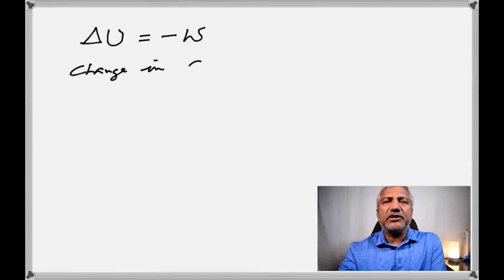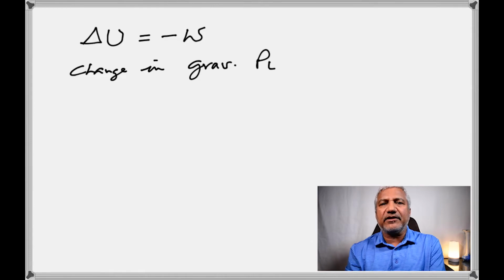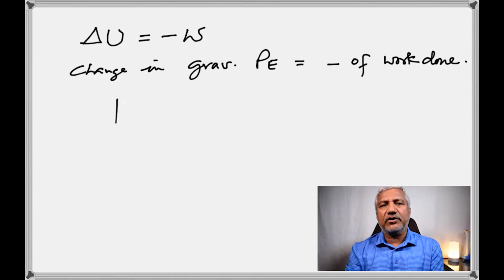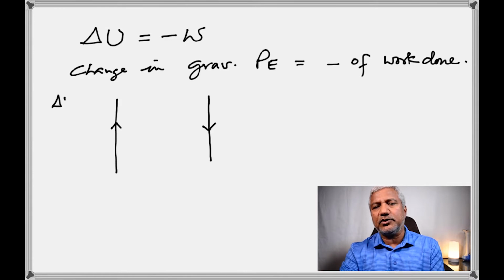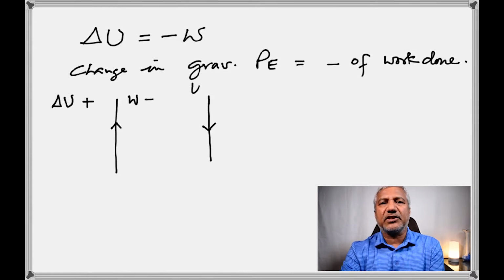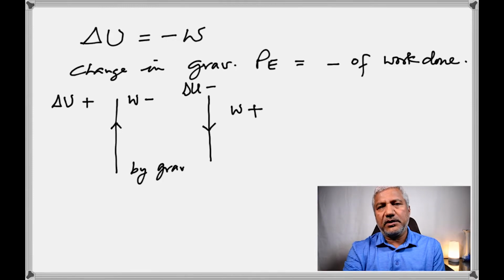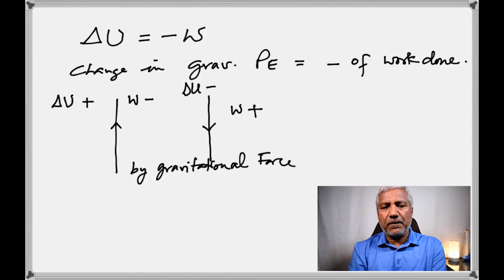Now, potential energy is defined as the negative of the work done. Potential energy is the negative of the work done. So delta U represents potential energy and work is W there. And always the change in potential energy is the negative of the work done.